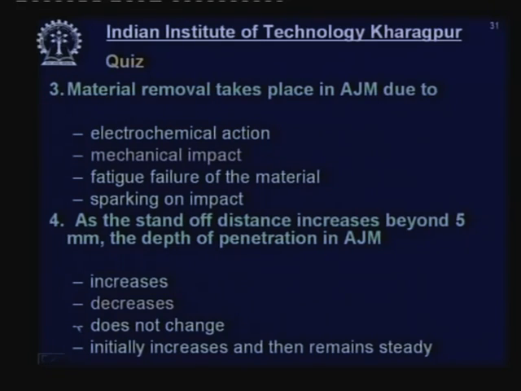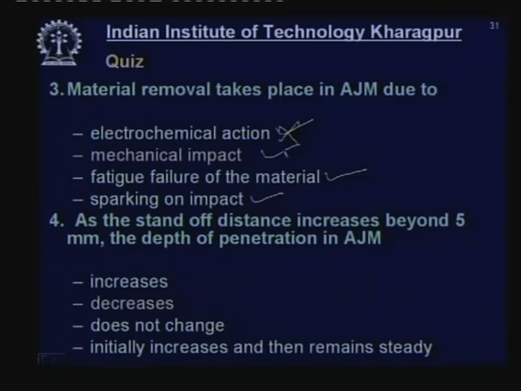Material removal takes place in abrasive jet machining due to electrochemical action, mechanical impact, fatigue failure, or sparking on impact. Which one is correct? We all know that abrasive jet machining is a mechanical domain non-traditional machining process. We also know material removal occurs as high energy particles interact with the workpiece, and in the process the kinetic energy of the particle is converted to the work done in producing an indentation or crater. Thus, it is not because of electrochemical action, it is not because of material fatigue, neither it is because of thermal action or sparking on impact. So, what is the correct answer? It is the mechanical impact. That is the major contributor for material removal in abrasive jet machining.